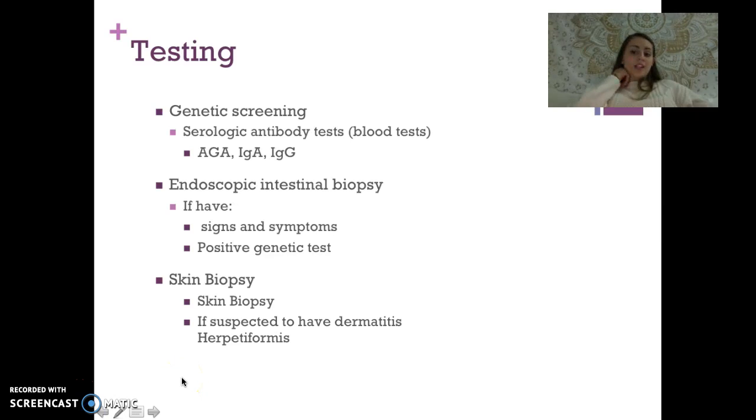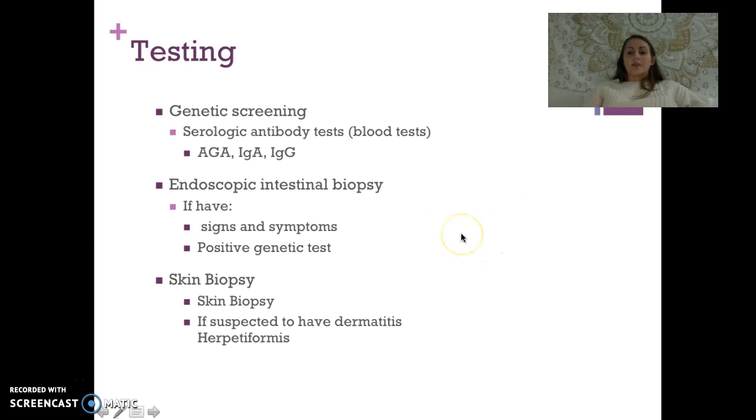So how do we test if an individual has celiac disease? The most prominent way to do this is genetic screening through serologic antibody tests or blood tests. In addition, there's endoscopic intestinal biopsy tests. This is something that you would do if you had all these signs and symptoms that I was talking about, and if you were positive for genetic tests.